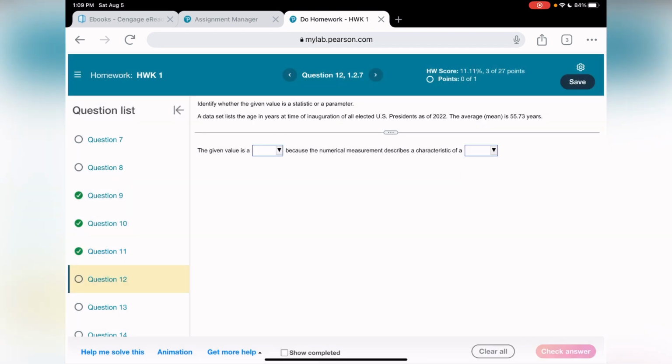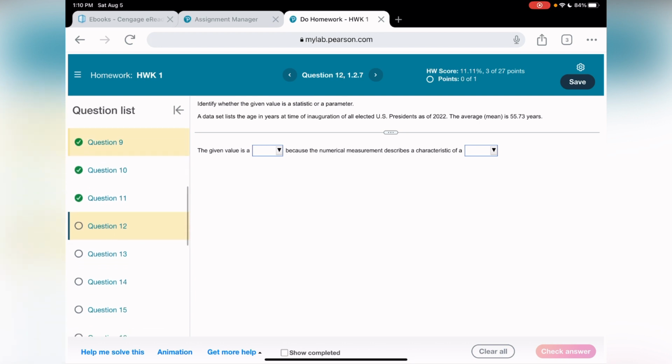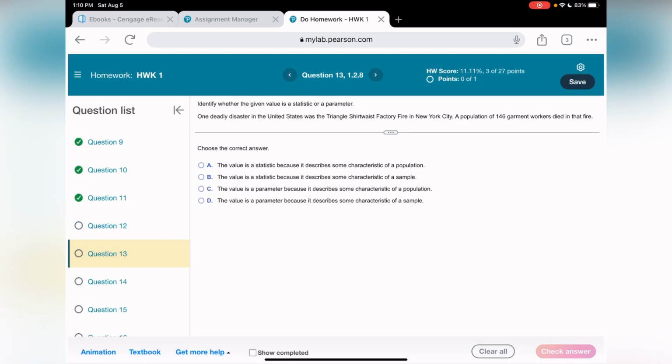Okay, statistic or parameter. This one you can do by yourself because I already explained it. It could be either a parameter or a statistic. Why don't you try and solve it? So question number 13.